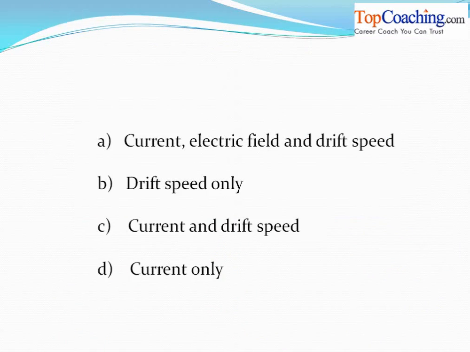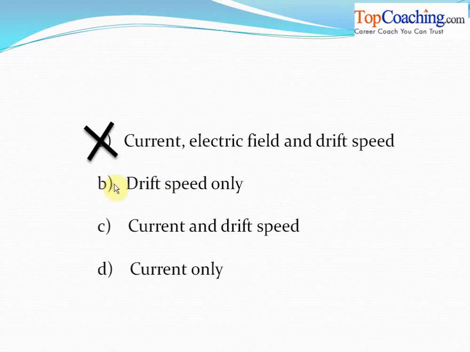Option A said current, electric field and drift speed are constant. This option is clearly wrong. That's because current is constant, electric field can be constant if the potential difference is constant, but the drift speed is definitely not constant. So this option is wrong.